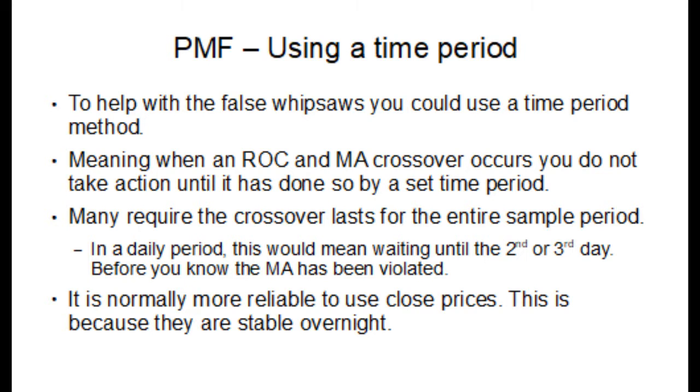So in a daily period, this would mean waiting until the 2nd or the 3rd day before you know the MA has been violated. It's normally more reliable to use close prices. This is because the price at close remains stable for a prolonged period of time, normally during the time that the exchange is closed, but not necessarily. But it is a sustained price. So when you're doing your calculations, consider using the close price rather than the volatile trading prices.